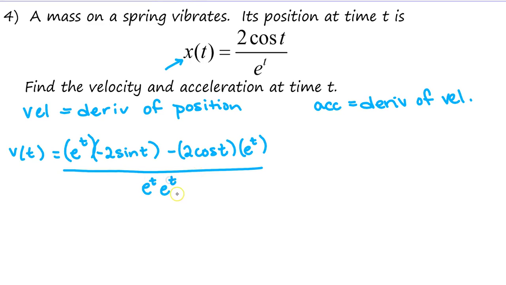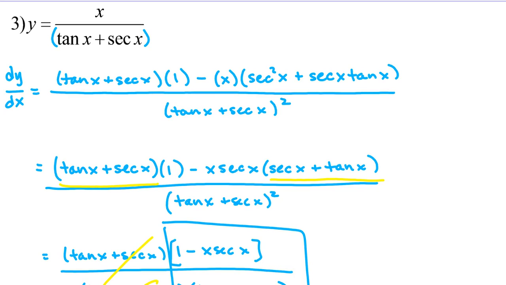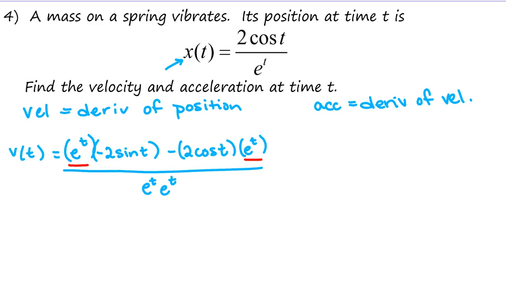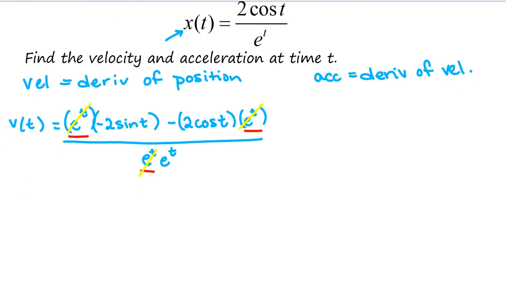And the reason I want to do that is because we're going to be able to cancel the factor of e to the t, just like we did in number 3 when we factored out the tangent x plus secant x from both parts of the numerator and then canceled it. Let's go ahead and do that here as well. So just to save time, I'm not going to show my factoring out the e to the t, but because it's in each term, we can go ahead and cancel it. Only because it was in each term. If it was only in one part of the top and not in the other part of the top, you couldn't do that.